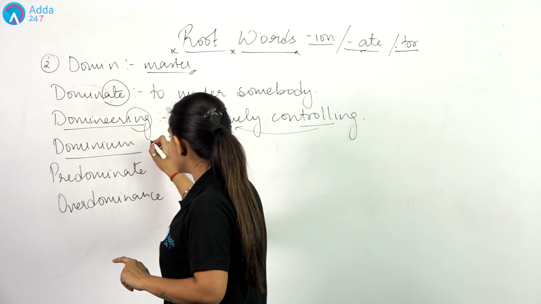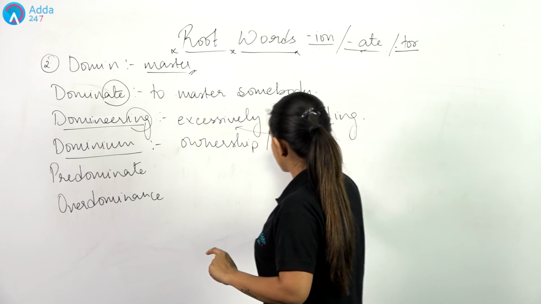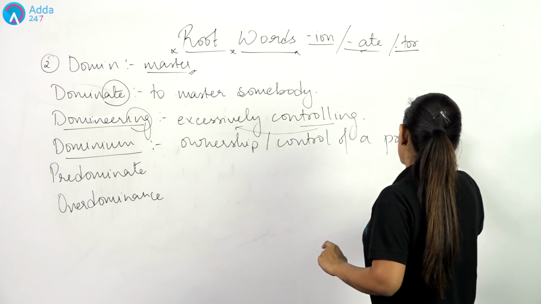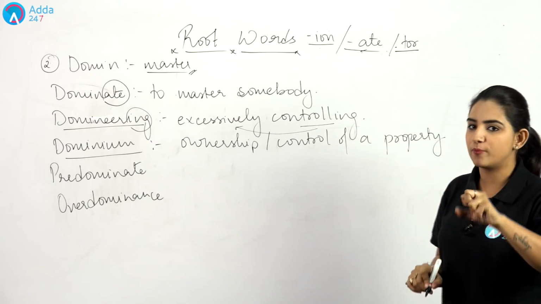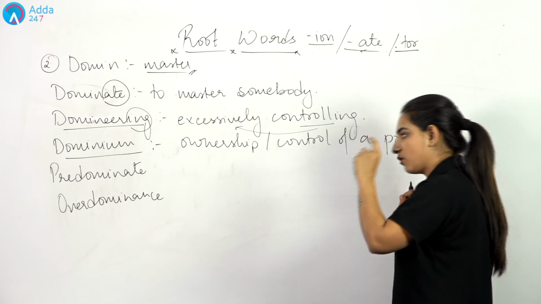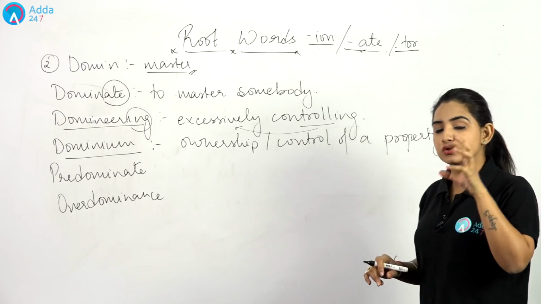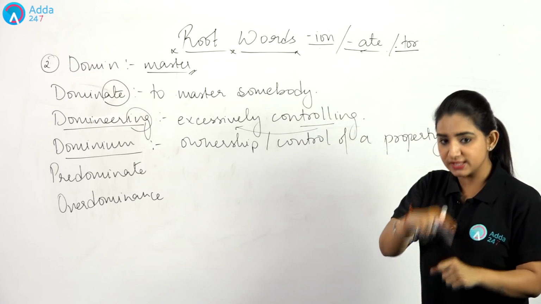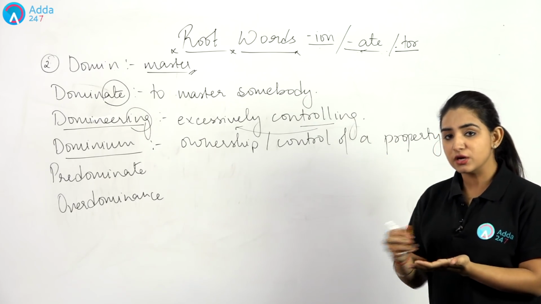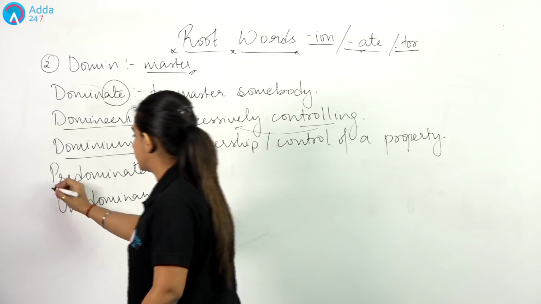Next is dominium. Dominium means ownership or control of a property. So when you try to take hold of a property, in Hindi you have a word kabza. So this is what we mean by dominium. When you try to own something, control something, when you try to own a property through forcefulness, that is what we mean by dominium. If you want to get that property registered under your name through forcefulness, that is what we mean by dominium.